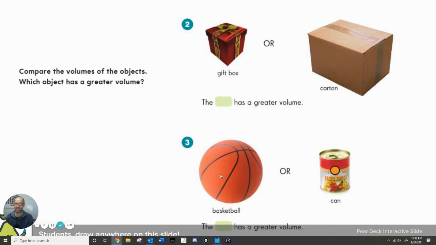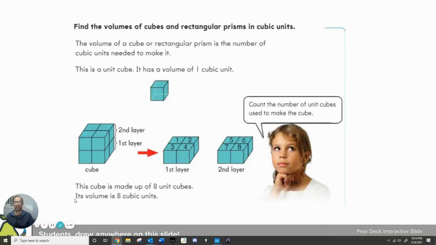All right, number 3, which one's got the greater volume? Basketball. Beautiful. I like how you shouted that out. Excellent.